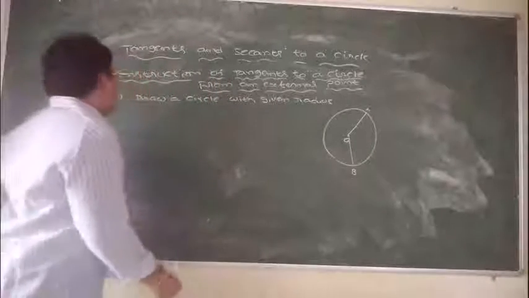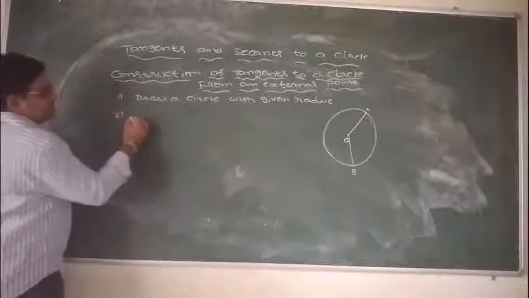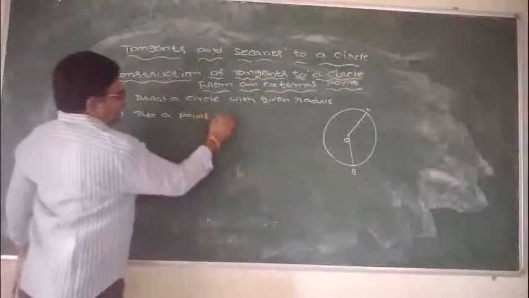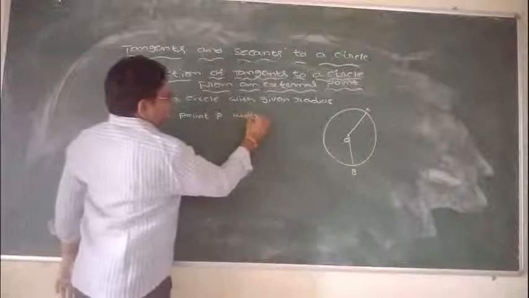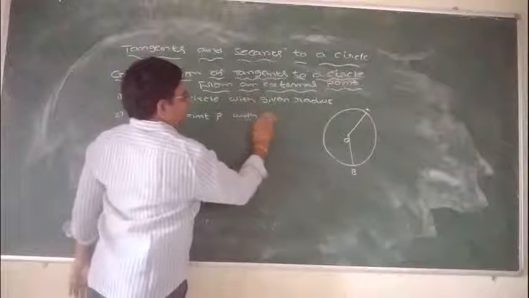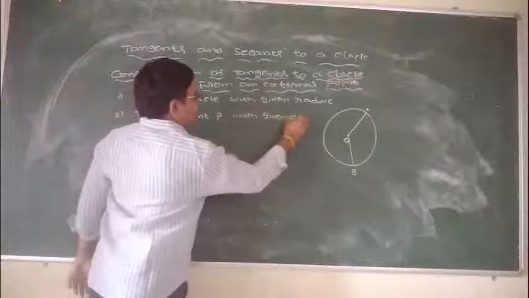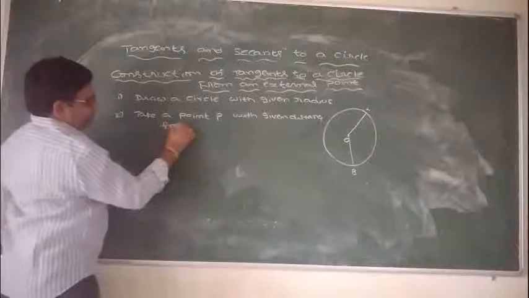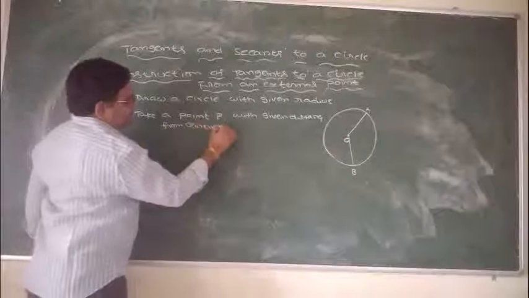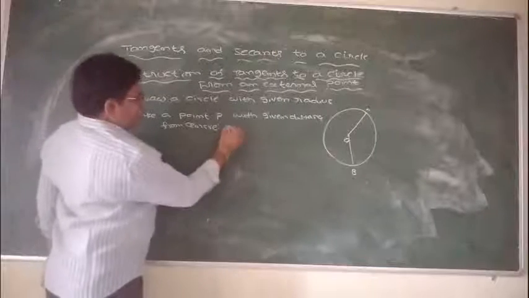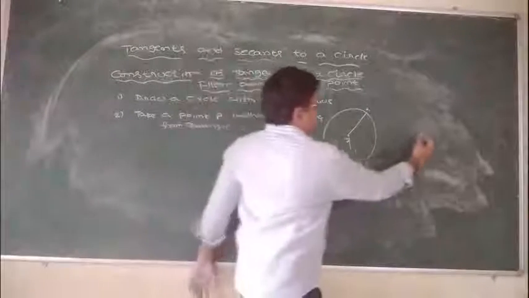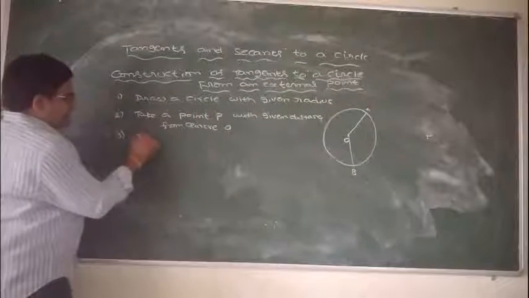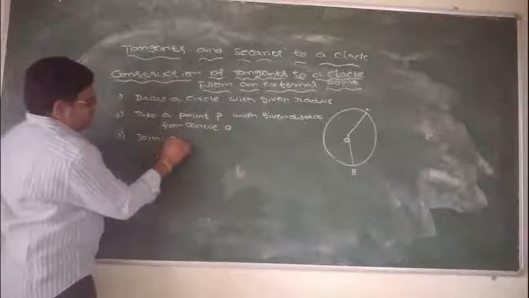Then, second step, take a point P with given distance from center O. That means this is P. Third step, join OP.